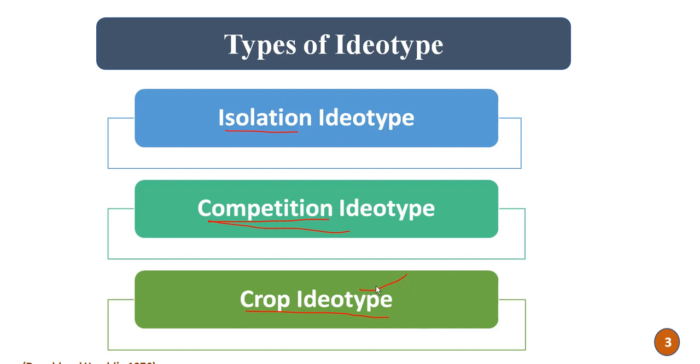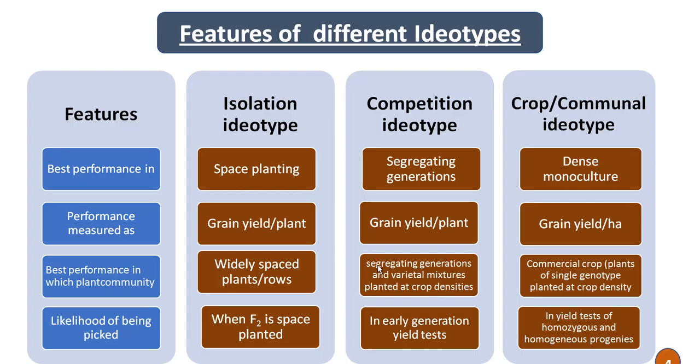So according to Donald and Hamlin, there are three major types of the ideotype. Besides these, there are additional types also, like market ideotype, climatic ideotype, edaphic ideotype, or disease and pest ideotypes. So these are the different types of ideotypes. Then what are the features of these different types of ideotypes? The features of isolation ideotype, competition ideotype, and crop or communal ideotype.